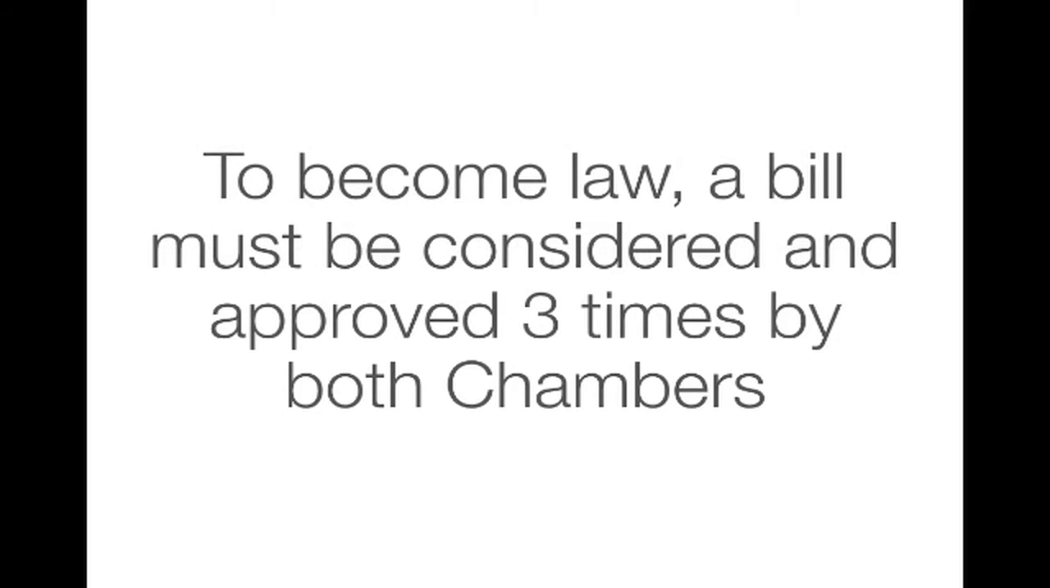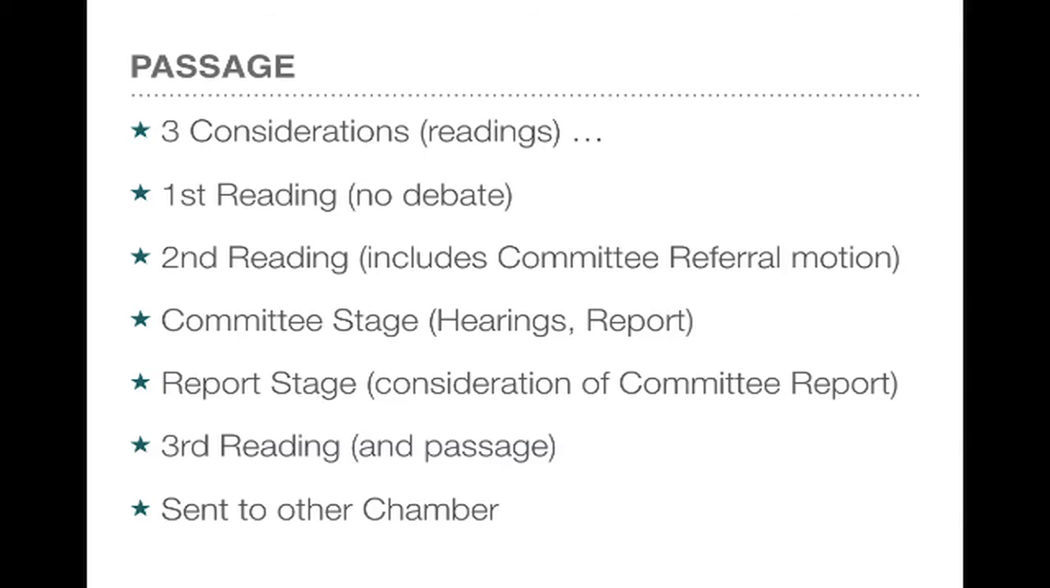To become a law, a bill must be considered and approved 3 times by both chambers. Certain set things also happen during and between these stages. Normally, the first reading or consideration is a formality. It's deemed read without debate. At the second consideration, the debate begins, and usually the motion is to favorably consider the bill a second time and then refer it to a committee.